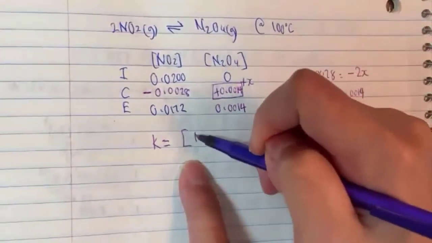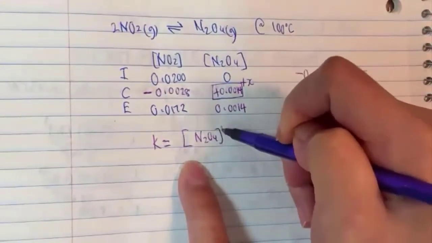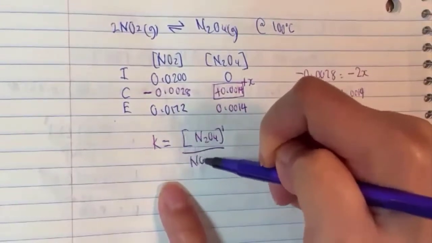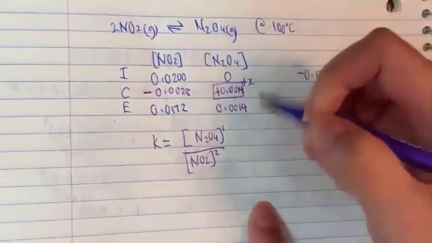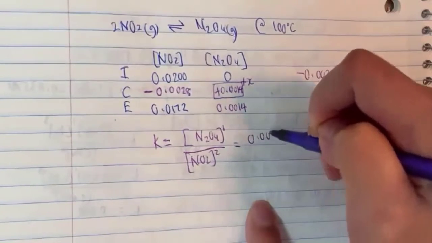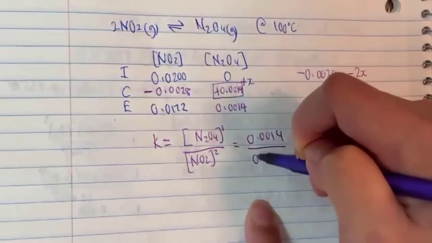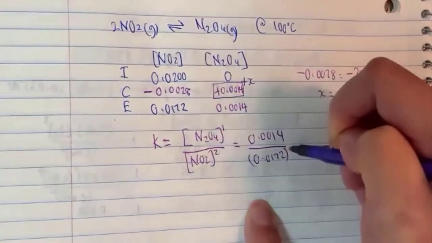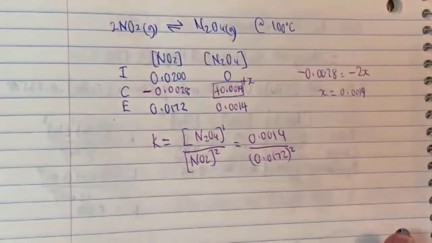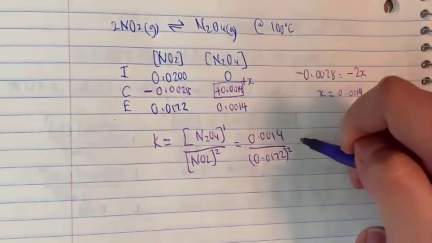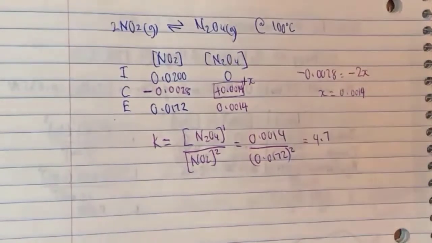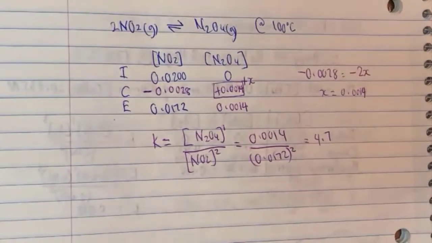Okay, now to get the K, you simply take your formula. What was the formula? N2O4 to the power 1 over NO2 squared. So 0.0014 over 0.0172, and this is squared right here. So you should get an answer of 4.7. All right. So basically, that's one form of problem that we're going to get. And we're going to move on to the next portion here.